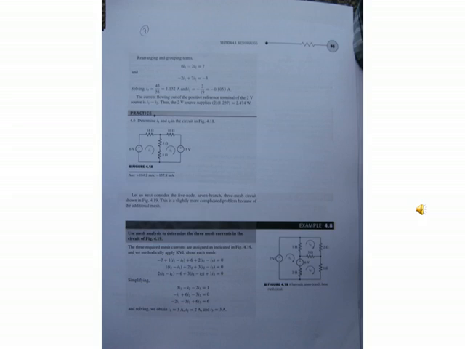We have the currents I1, I2, I3. For the first mesh equation: minus 7 plus 1 multiply I1 minus I2 plus 6 multiply 6 plus 2 I1 minus I3 equal to 0. Then for the second mesh: 1 multiply I2 minus I1 plus 2 I2 plus 3 multiply I2 minus I3 equal to 0. And the third: 2 multiply I3 minus I1 minus 6 plus 3 multiply I3 minus I2 plus 1 I3 equal to 0.